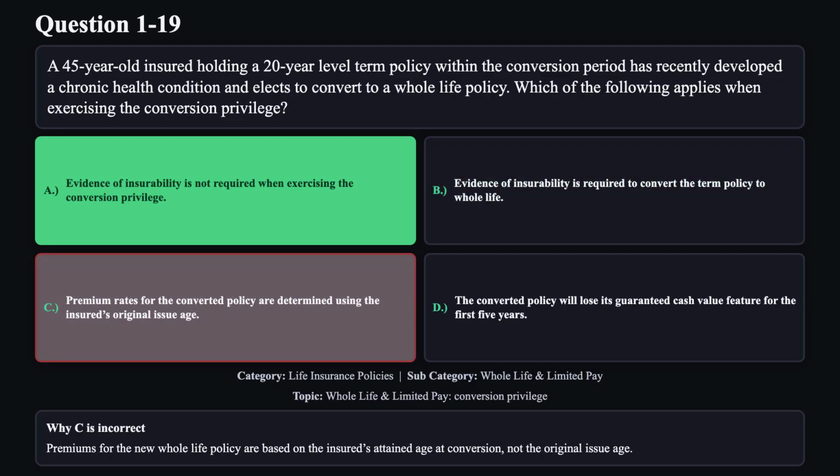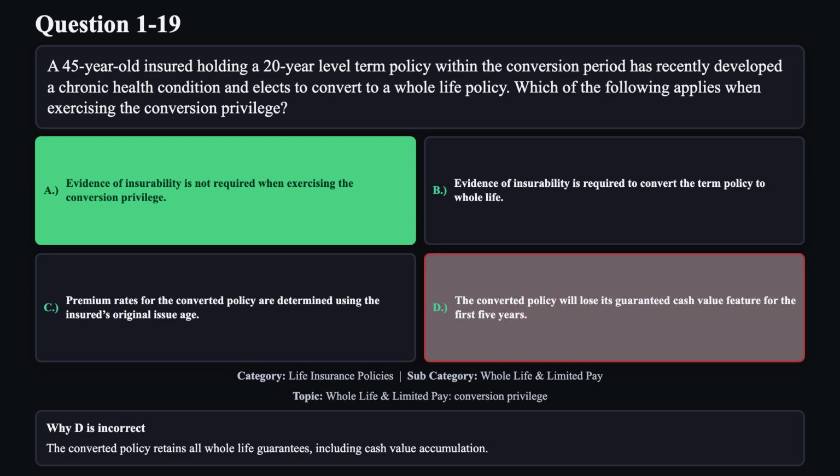Reason C is not correct. Premiums for the new whole life policy are based on the insured's attained age at conversion, not the original issue age. Reason D is not correct. The converted policy retains all whole life guarantees, including cash value accumulation.